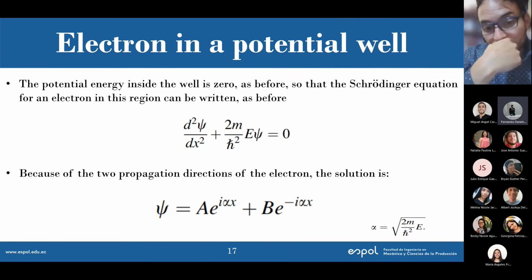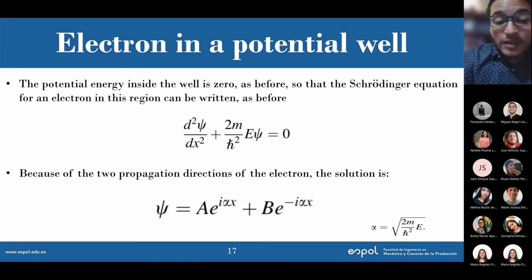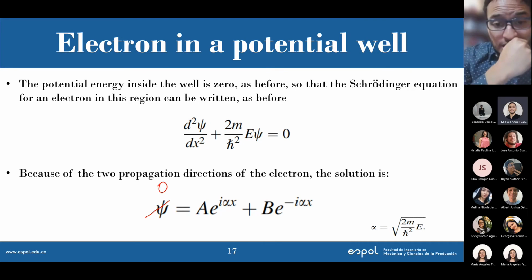You evaluate the function as 0. Okay, the function is equal to 0. And what else? When is the function equal to 0? For x equal to 0, and x equal to a.